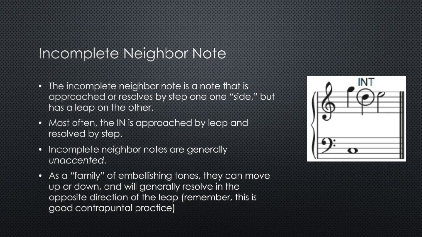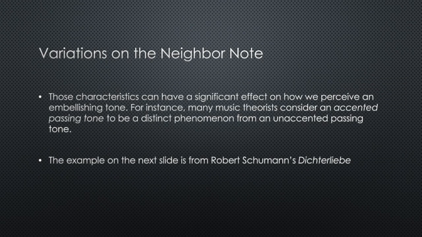Most frequently, incomplete neighbor notes are approached by leap and resolved by step. We'll talk about a variation later that is approached by step and left by leap, but most commonly, this is the configuration that you see. They're also usually unaccented. And tying into the discussion later, we think of incomplete neighbor notes as a family of phenomena. The idea of a note that neighbors a structural note is a really powerful one that can be applied in a couple of different ways. We talked about accented versus unaccented here. And the characteristics of accent can really have a big difference on the way you perceive something.